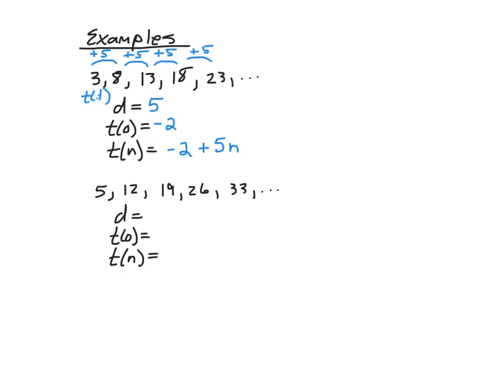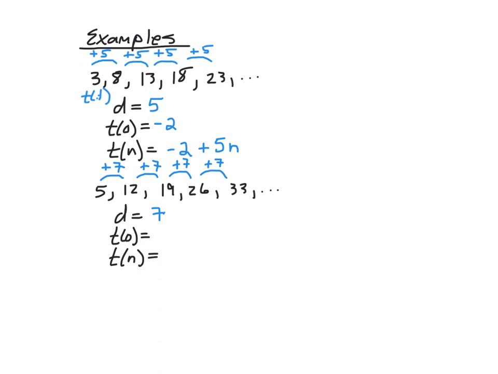Same situation. I'm looking for the common difference, so I'm looking for the change as I go from one term to the next. 5 to 12 gives me a change of positive 7. Then 12 to 19, positive 7. 19 to 26, positive 7. 26 to 33, positive 7. Just like in the previous one, my common difference is positive 7.